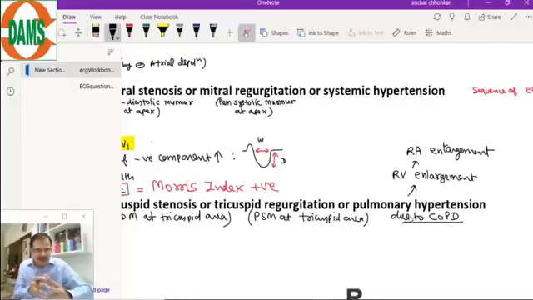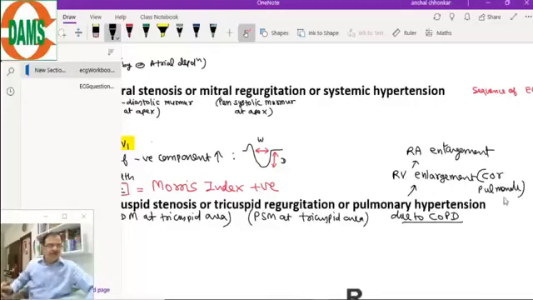So see the sequence, the chronology: due to COPD there is pulmonary hypertension, and because of the pulmonary hypertension the first chamber affected will obviously be the right ventricle, and from the right ventricle the right atria will get enlarged. Here the right ventricle enlargement due to pulmonary hypertension created by COPD is known by a name, and that pathology is known as cor pulmonale.